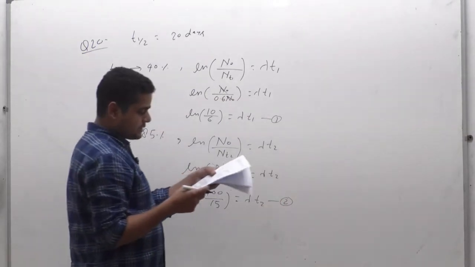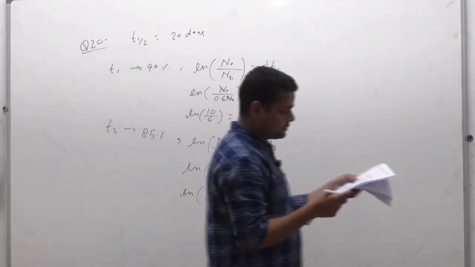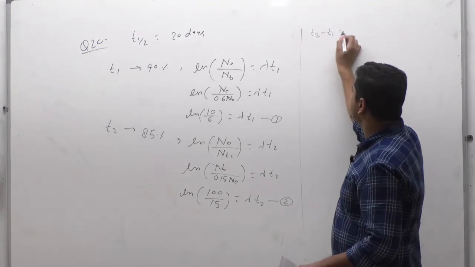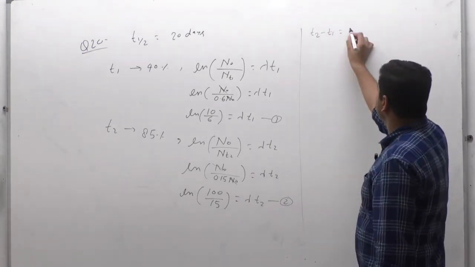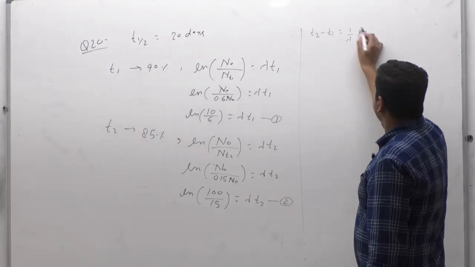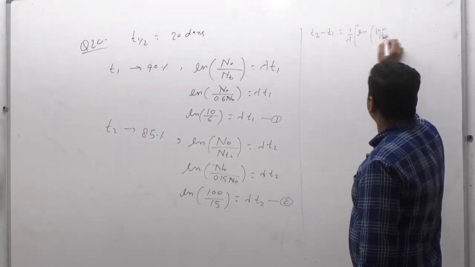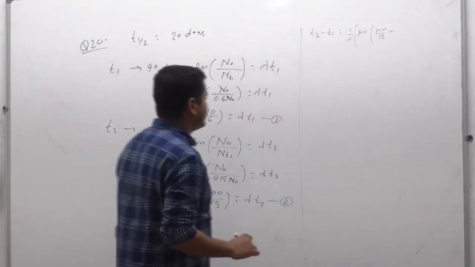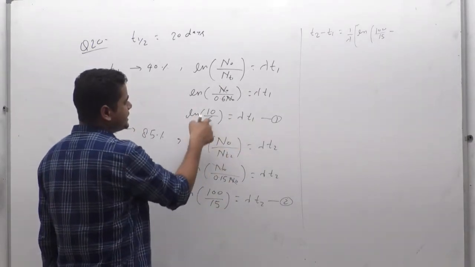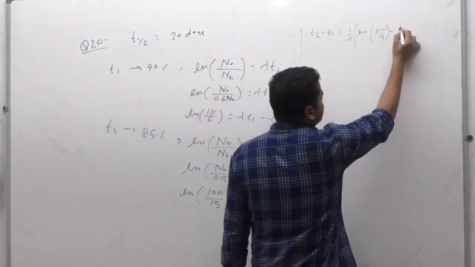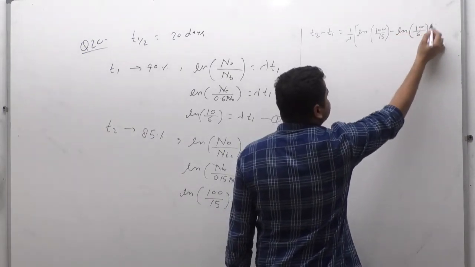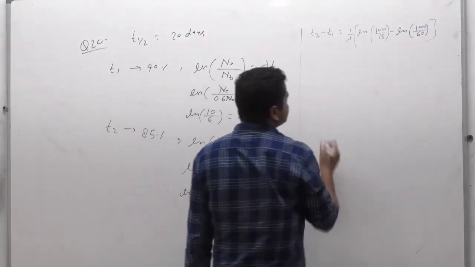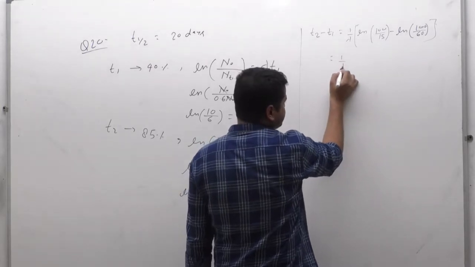So they have asked for the time spent between 40% decay to 85% decay. So the time is T2 minus T1, which is equal to 1 by lambda ln 100 upon 15, minus T1, which equals ln 10 by 6 upon lambda. Lambda is already common. So you can write it like this also, 100 by 60 in the same ratio.